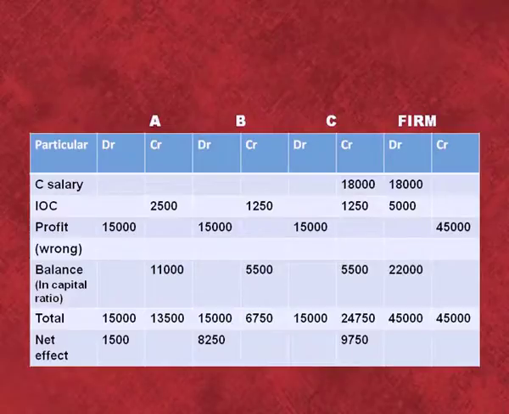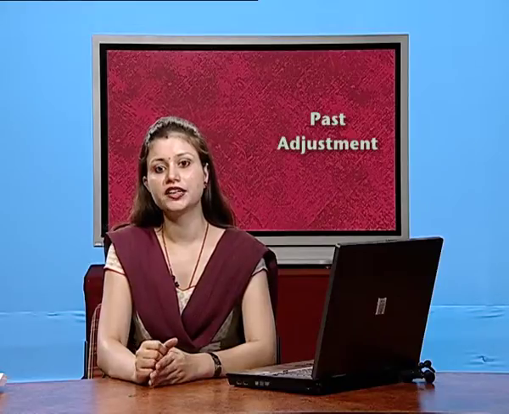Now, in the next line, we have to total all these amounts. We will total the A's column. It will become 15,000 debit, 13,500 on credit side, 15,000 on debit and 6,750 on credit side of B's column. Under C's column, debit side is 15,000 and credit side is 24,750, and firm column total always tallies, that is 45,000 and 45,000, because we have already found out the balance. Now, we will calculate the net effect.